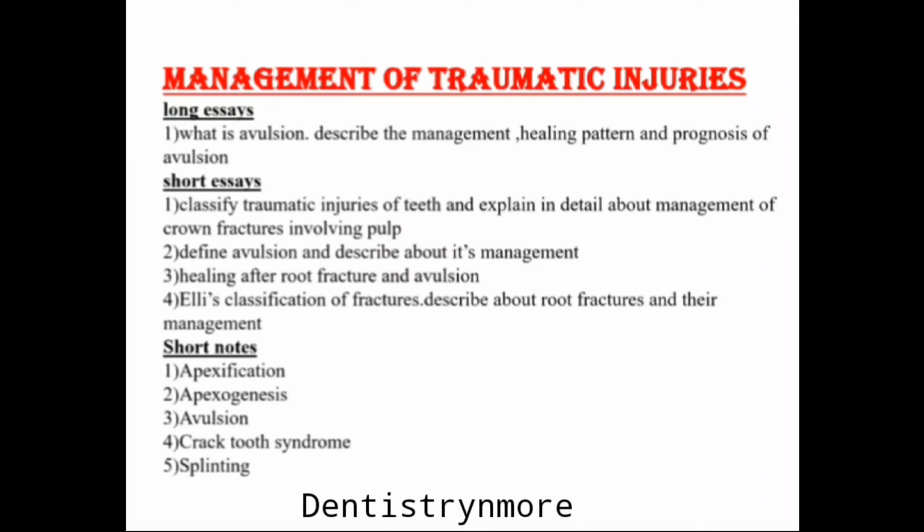So from this chapter, there is a long essay that includes: what is avulsion, describe the management, healing pattern and prognosis of avulsion. And the short essays include: classify traumatic injuries of the teeth and explain in detail about management of crown fracture involving the pulp. And the next one is the same question as that of the long essay.